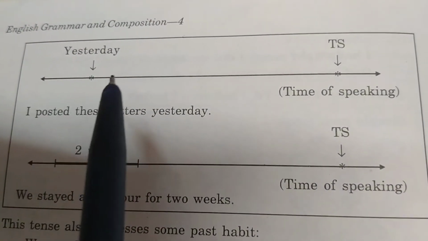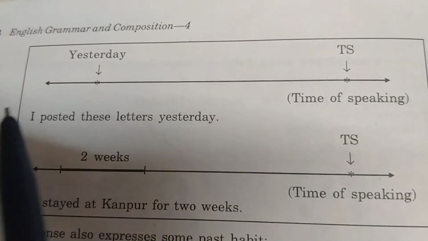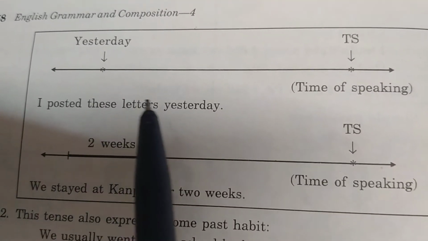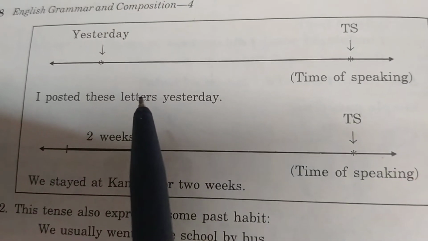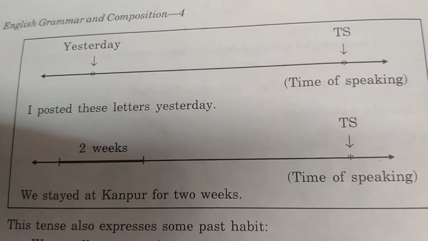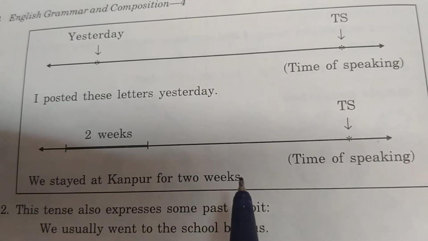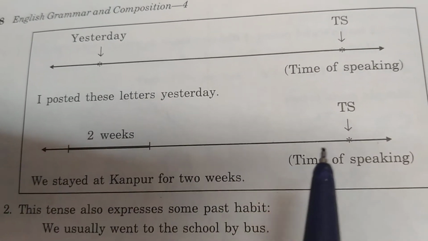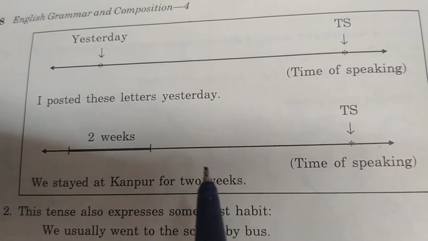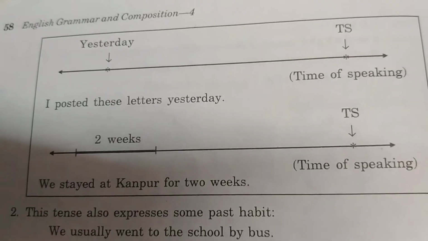See, in this diagram, you're seeing TS, that means time of speaking, and this is yesterday. Just take this example. I posted these letters yesterday. That means it has no connection with the time of speaking. Second example, we stayed at Kanpur for 2 weeks. This is also no connection with the time of speaking, as this action occurred 2 weeks before the time of speaking.